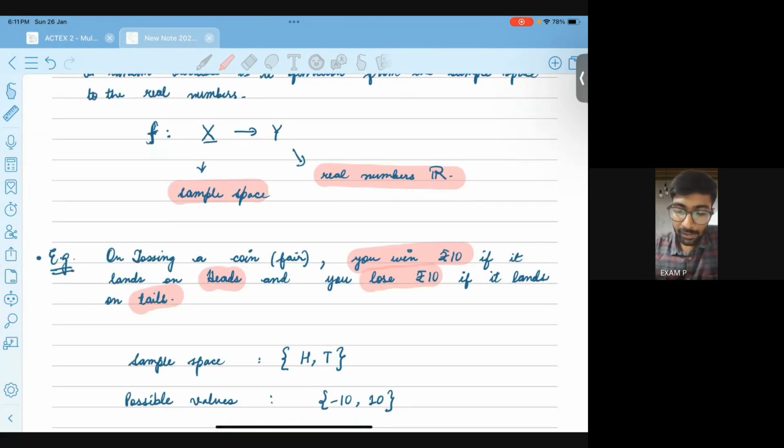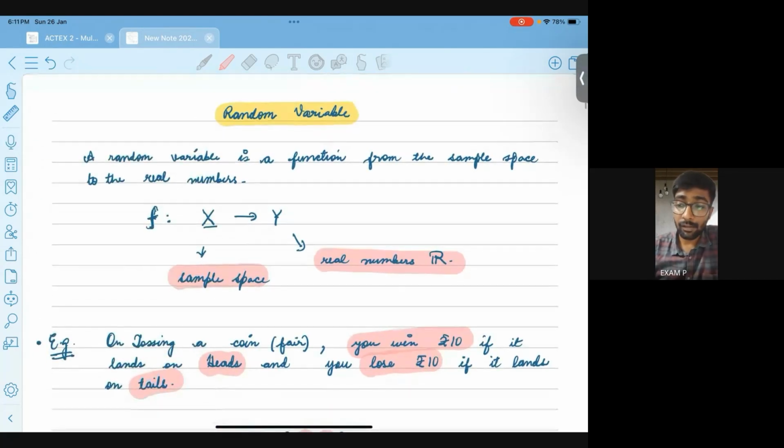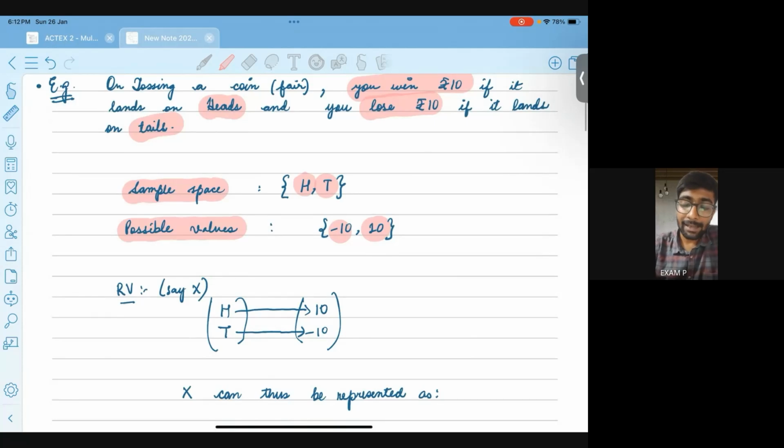So here in this example, what is your sample space? Sample space is either you get a heads or you get a tails. What are the possible values that you have? So if you get a heads, then your possible value of the random variable is 10. Otherwise, it's a minus 10, which means you're losing 10 rupees. So then, as I just told you, it's a function which connects your sample space elements to the real number line, which means here each of these heads and tails, they have to be connected to these numbers. So heads now means you are winning 10 rupees, and tails now means losing 10.